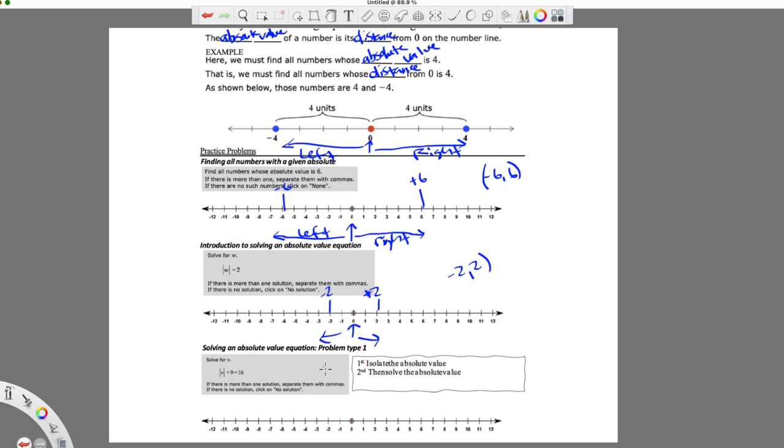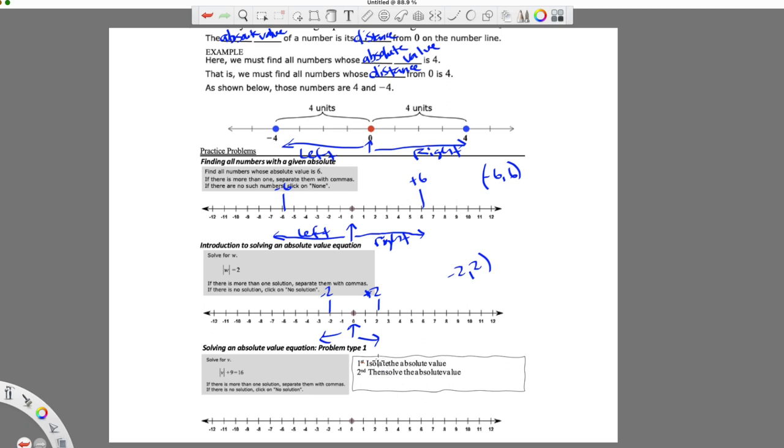All right. So now we have problem type 1. So it's just a little bit more going on with our absolute value. So our first step is to isolate the absolute value. I'm not sure what happened with the typing there. It all got kind of bundled. So I'll have to fix that.